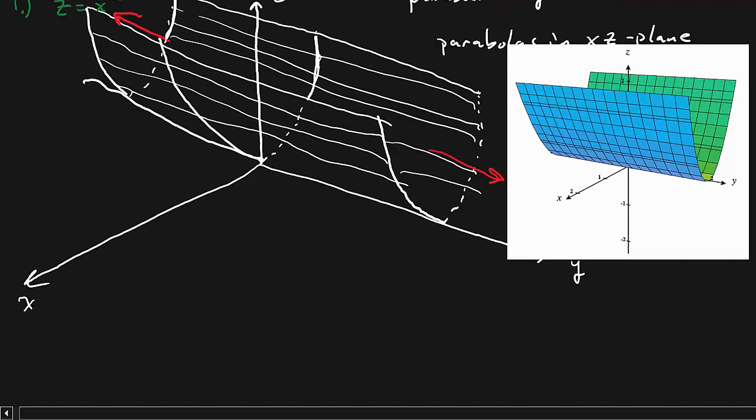Now let's look at the next one. We've got x squared plus y squared equals 1. Notice there's no z term. It doesn't include z, so z assumes all real values. Now, what is this graph going to look like?